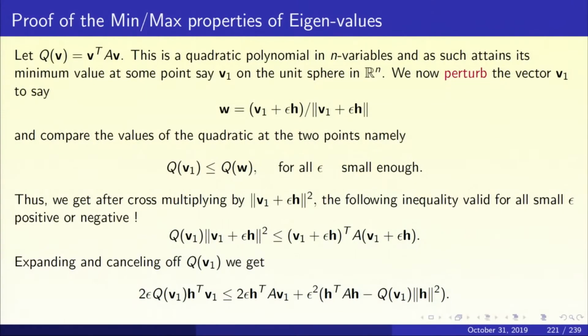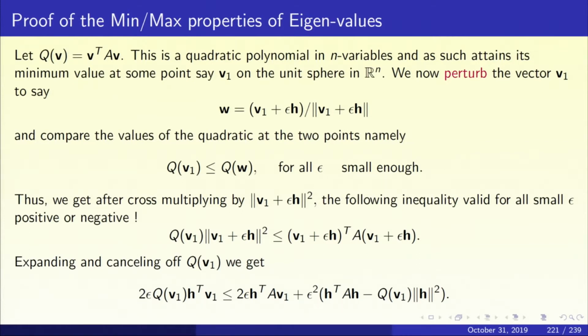Alright. So now what is Q of V1? Q of V1, let us call it lambda 1, just for fixing ideas. Now what is Q of W? Q of W is (V1 plus epsilon h) transpose A (V1 plus epsilon h), and then you have to divide by the norm of V1 plus epsilon h squared, and bring that denominator to the left hand side to clear the fractions. So what do we get? Q of V1 into norm of V1 plus epsilon h squared is less than or equal to (V1 plus epsilon h) transpose A (V1 plus epsilon h).